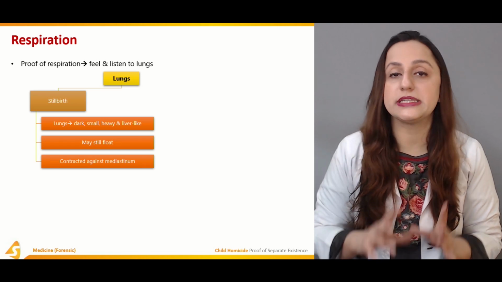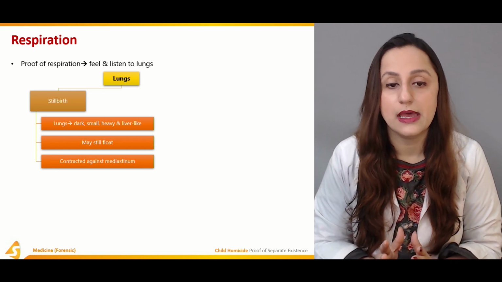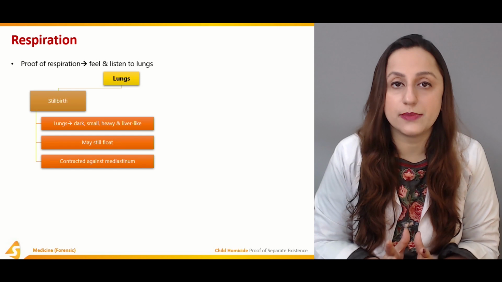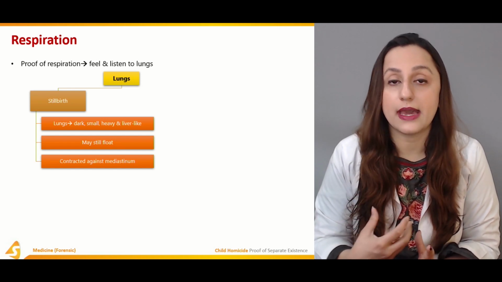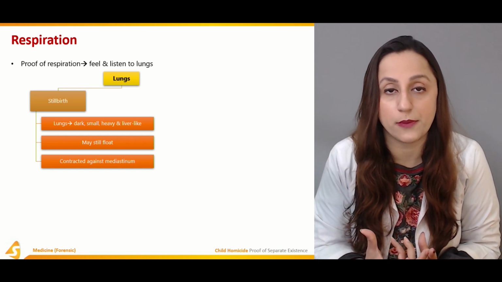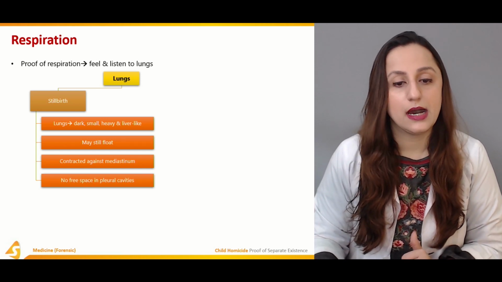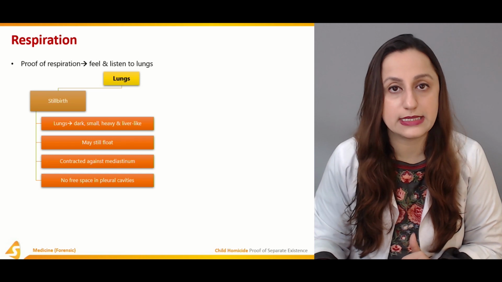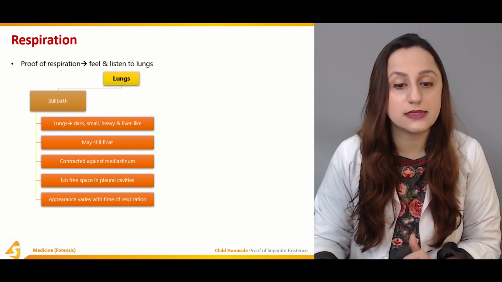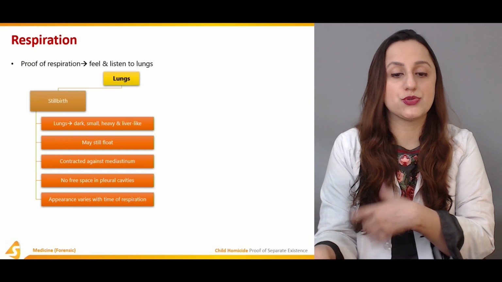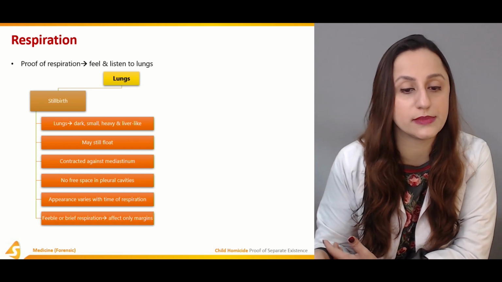So these are basically the particular characteristics of the lungs that are going to be present in a stillbirth, because the first cry has not taken place in the stillbirth phenomena, and so the lungs are going to float in such a case. No free space in the pleural cavities is present in such a case, and the appearance varies with the time of respiration. So it's again another phenomenon that is quite common.